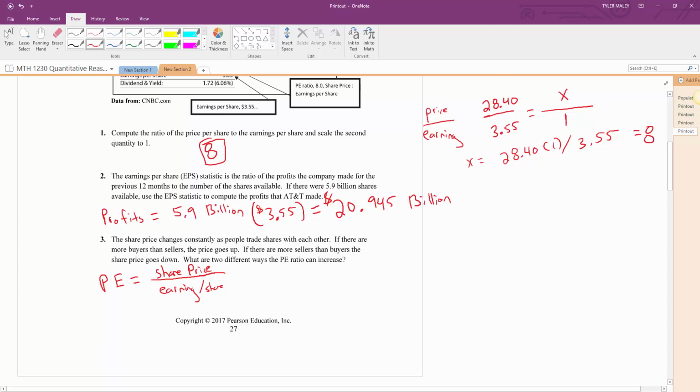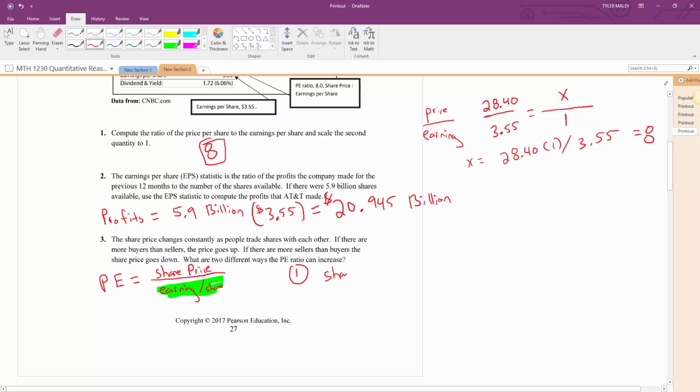Right? So if we have a fraction, and I leave the denominator, which is the bottom of the fraction, so this is the green, fixed, I don't change that value, then how would I increase the PE ratio? If we want the PE ratio to increase and fix the green, the earnings, then the share price would have to increase. So one way that the PE ratio can increase is that the share price has to increase.